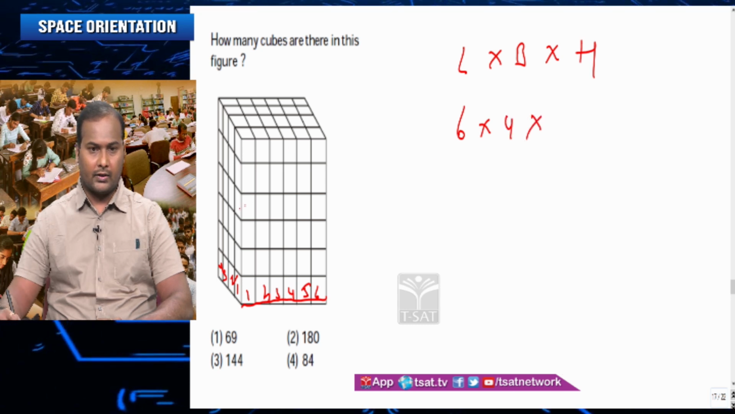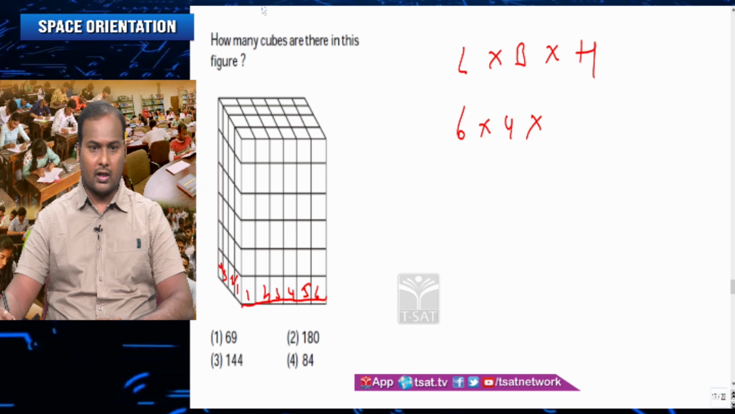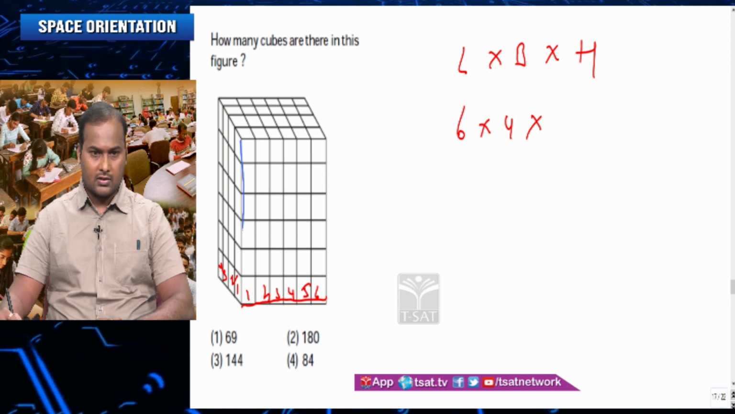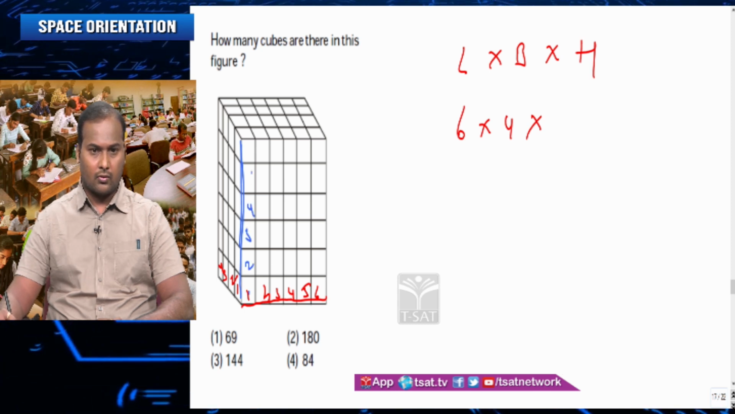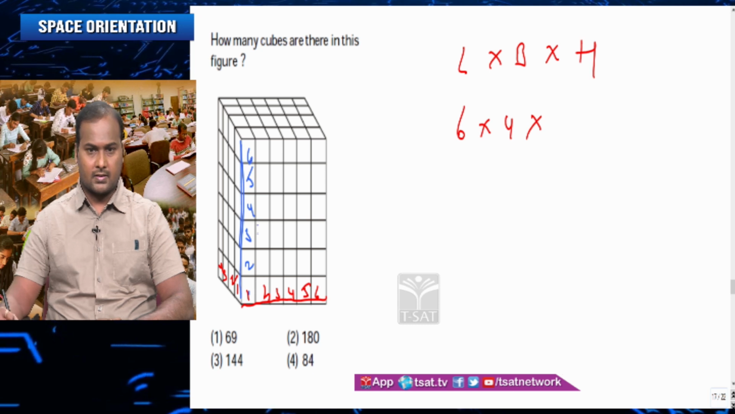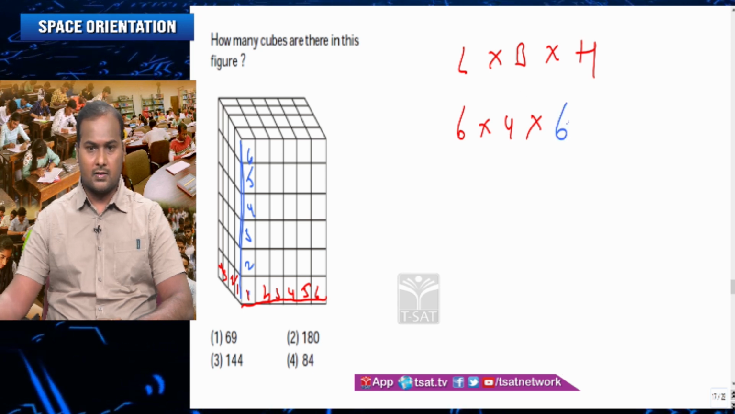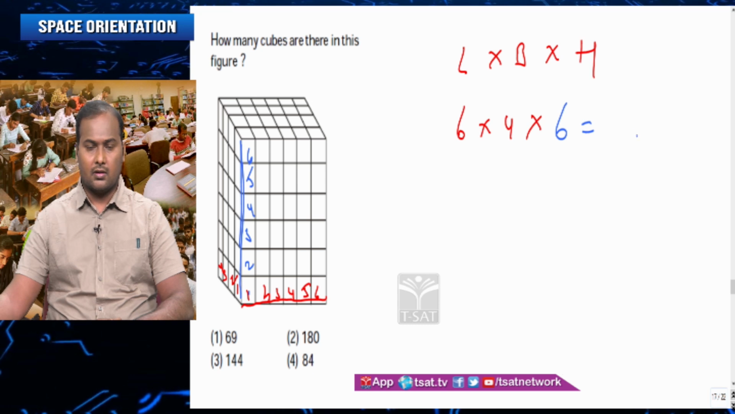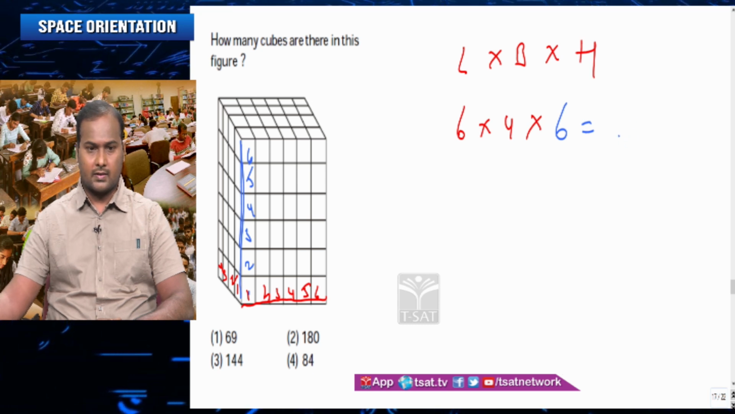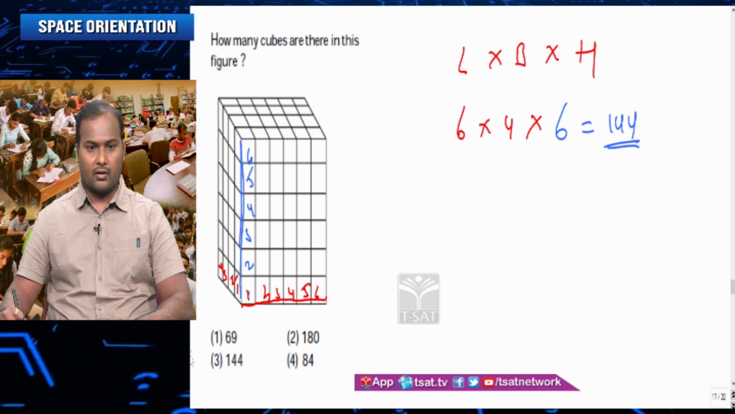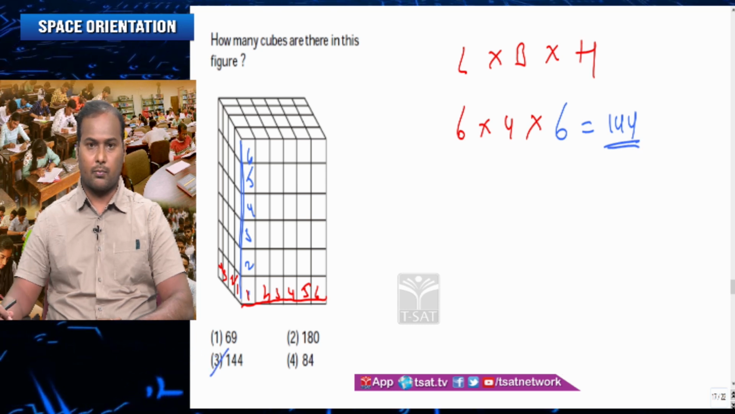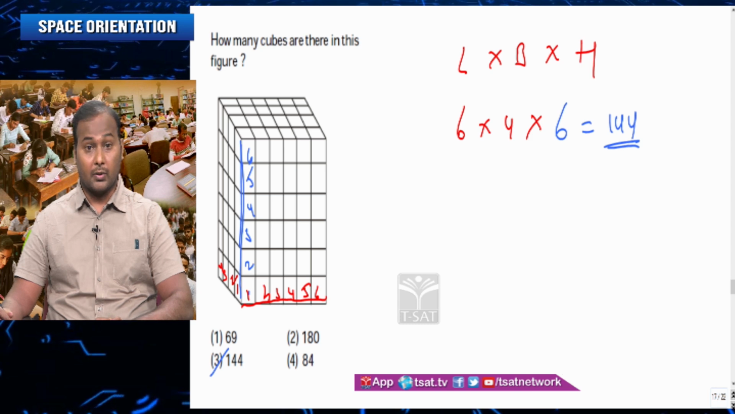Multiplied by height. You take any height. So if you take height, imagine this blue line, you take this height. So here also 1, 2, 3, 4, 5, 6. So again you multiply by 6. So 6 into 4 into 6. So your answer is 144. Total 144 small cubes are present in this particular big cube.